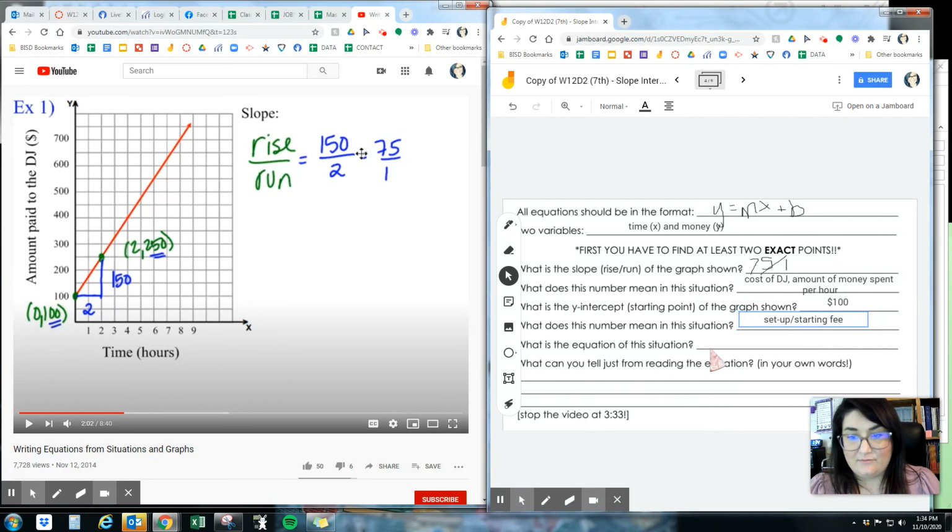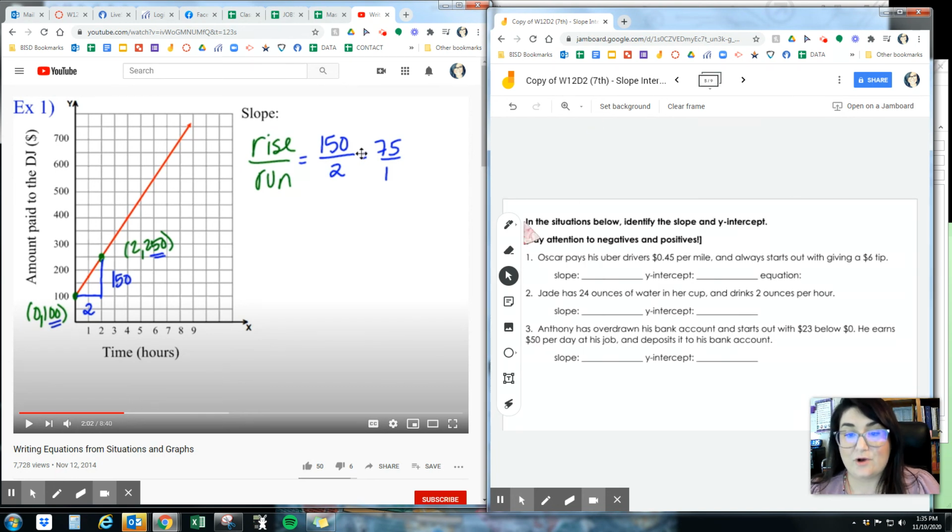For our equation, we're going to put it into this format where m is our slope and b is our y-intercept. So our equation would look like this: y equals 75x, because it's 75 per hour. That's our rate. And we're also going to add 100 to whatever our cost is. We have our 75 per hour, but we're starting at 100. When you look at this equation, I want you to describe what I just described, but put it in your own words so that I know you understand what is happening in this equation.